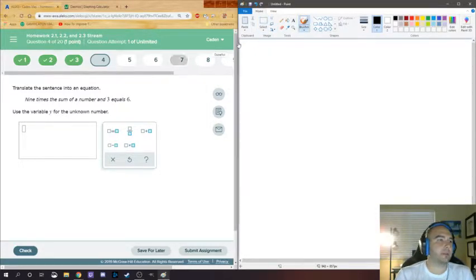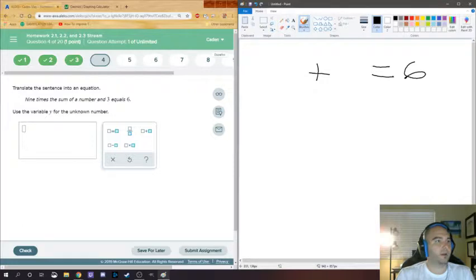All right, another one. 9 times the sum of a number and 3 equals 6. So let me start with the equals. Equals 6. So I'm going to start by putting equals 6. Okay, then it says 9 times the sum of a number and 3. This is the same as the last one I had. 9 times the sum. So when it says 9 times the sum, we know we have a sum.